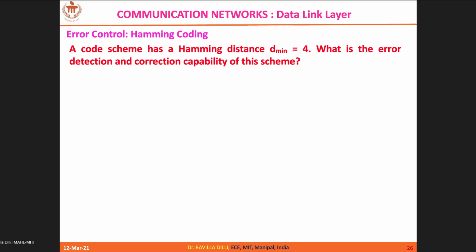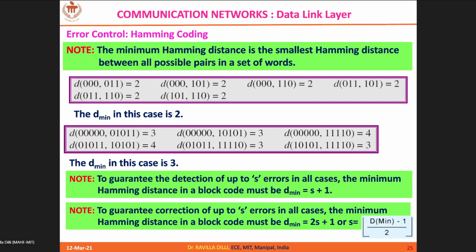Very good. So when you have a minimum Hamming distance of 4, at most you can detect 3 errors and you can correct only 1 error. It's a simple substitution in these formulas, where D minimum is equal to S plus 1, or S is equal to D minimum minus 1. S is the number of errors that you can detect. And here the number of errors you can correct is (D minimum minus 1) by 2 with the floor value.